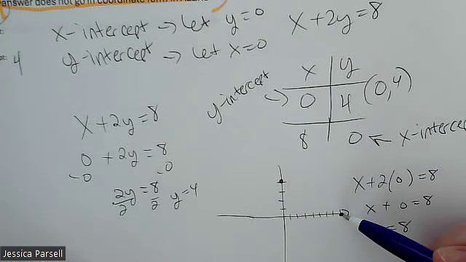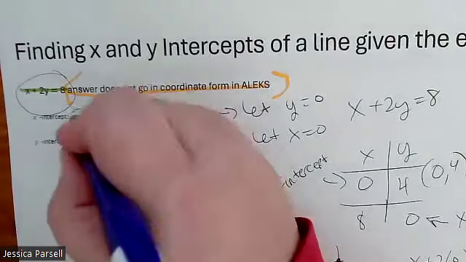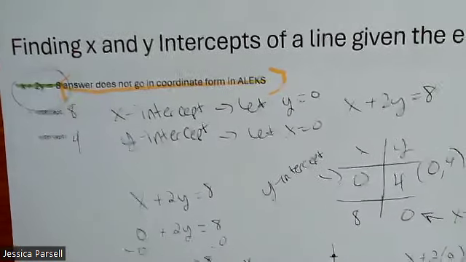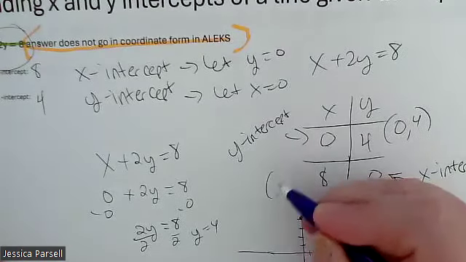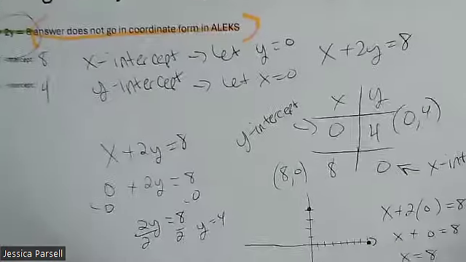But that's a special point called the x-intercept. So on Alex, they just want you to put 8 there. Don't put it in coordinate form, which is (8, 0). They're just being picky about that. I don't want you to get frustrated because it's frustrating sometimes. Let's try another example of finding intercepts of a line.